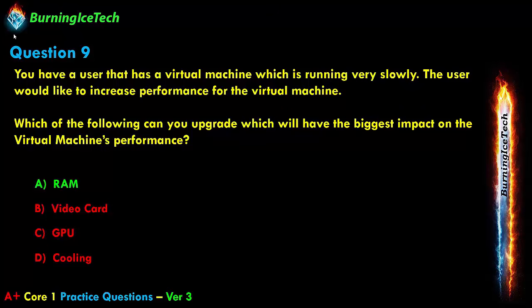So it's RAM. If you look at answer C, a GPU, that's the same thing, guys. A video card, a GPU, and a graphics card are all one and the same. So I actually just listed the same answer twice to see if anybody's paying attention. And in answer D, cooling. Cooling's got nothing to do with virtual machines, guys. If the virtual machine is slow, it's most likely because of it not having enough resources.